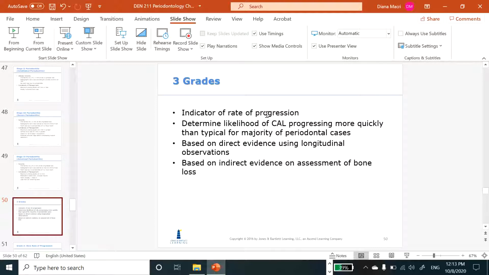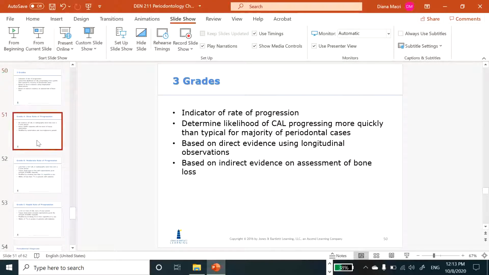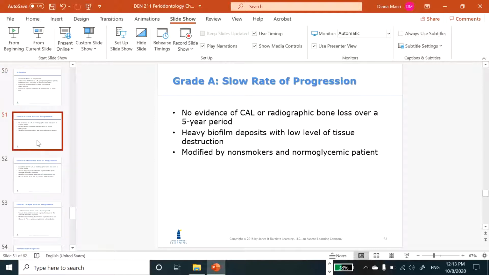Why we're grading is because we're trying to determine how quickly this disease is progressing, based on direct evidence or based on indirect evidence. Direct evidence means that you have the radiographs there that you can compare. If I'm going to use the indirect evidence, that's when I have to take the percentage of bone loss and divide it by the age. Grade A means that there is no clinical attachment loss or radiographic bone loss over a 5-year period. There's a lot of biofilm deposits, but there's really very little destruction.